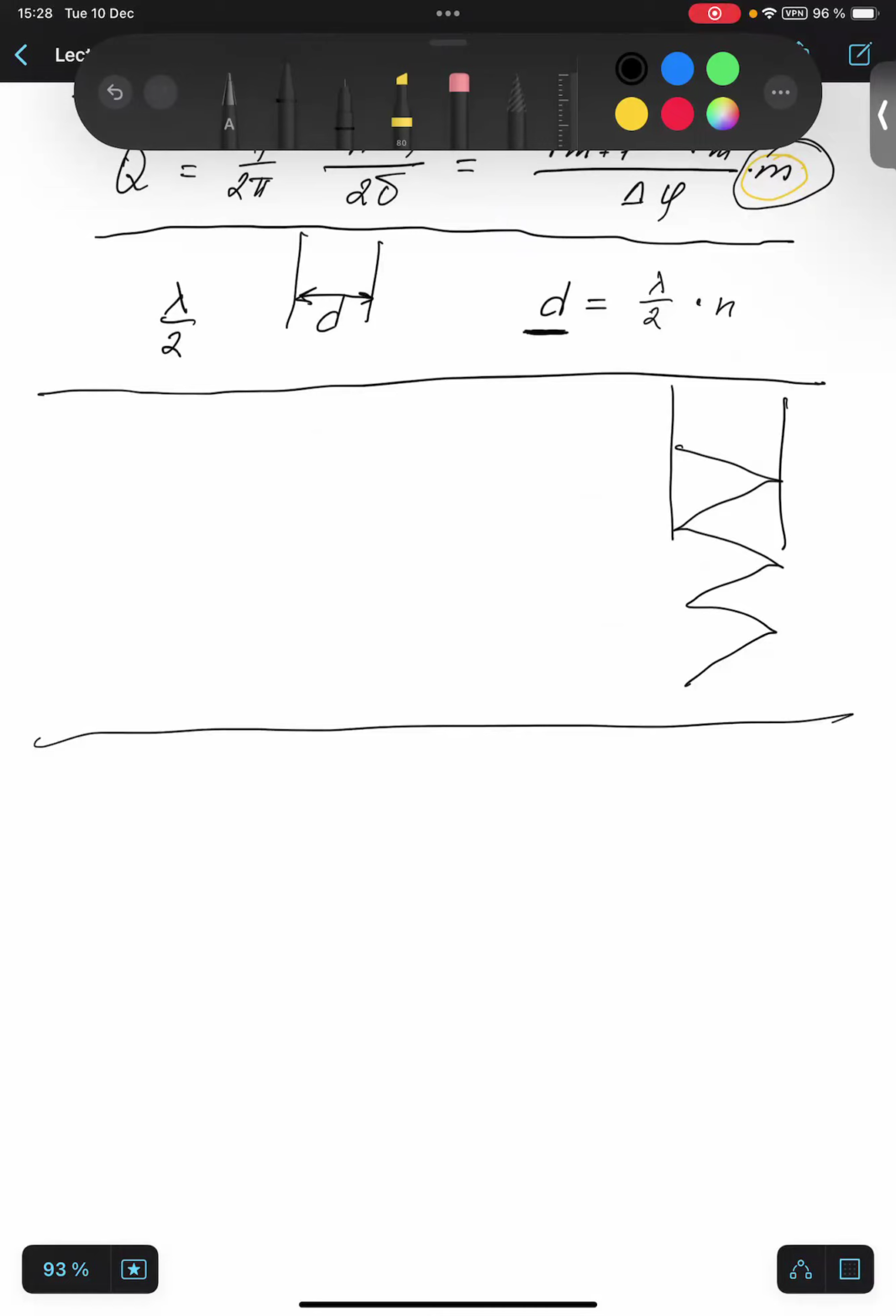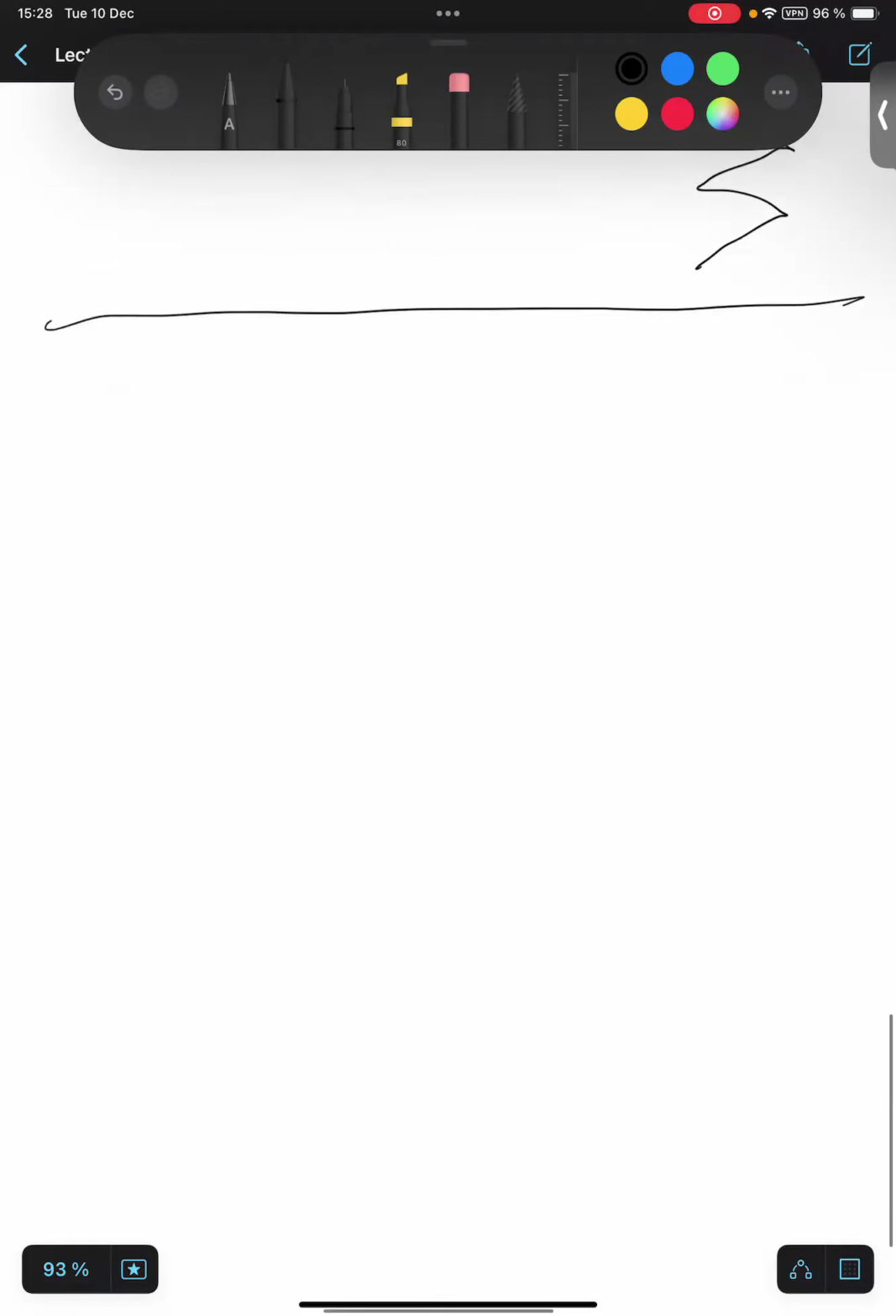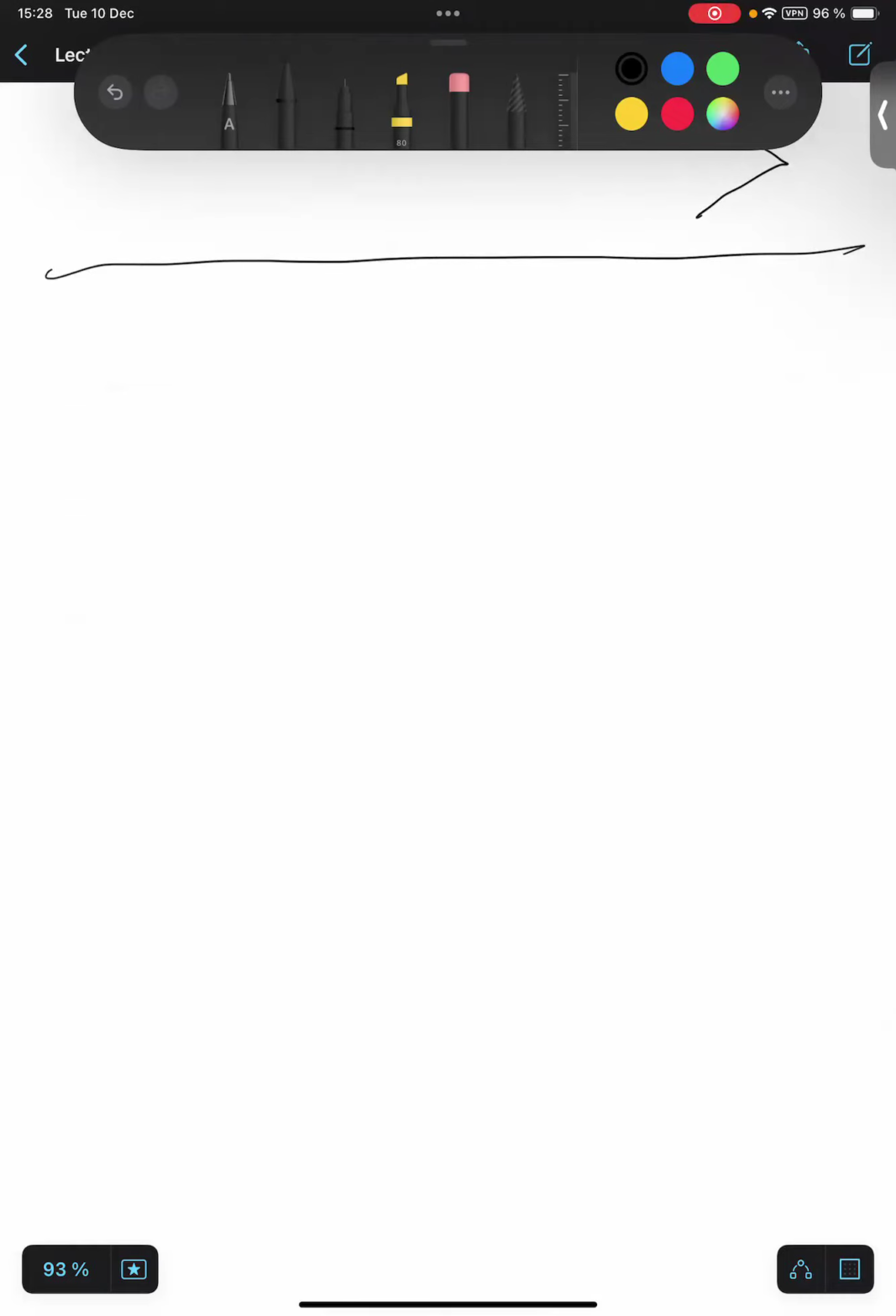So now I finish with Fabry-Pérot resonators. If you have some more questions, please ask, or I will continue with a new topic. So okay, if no more questions, let's start. I guess the last topic in our course: coupled mode theory.